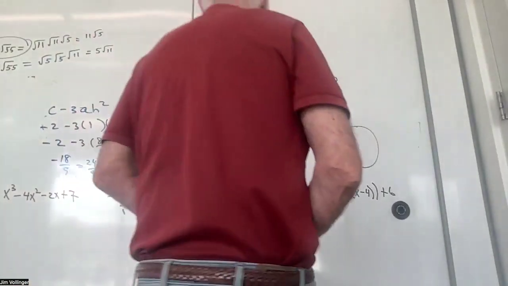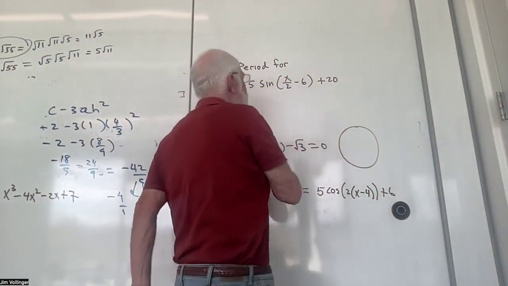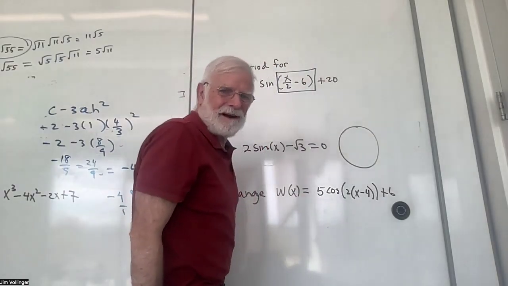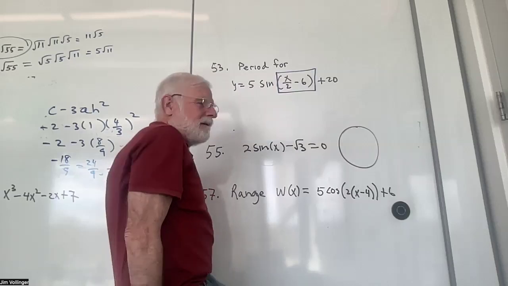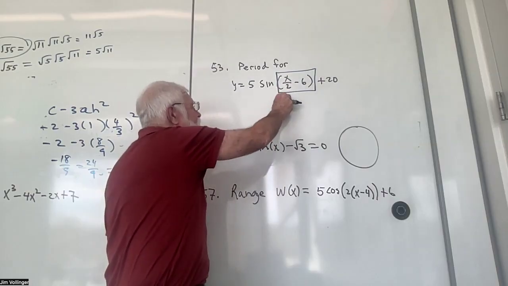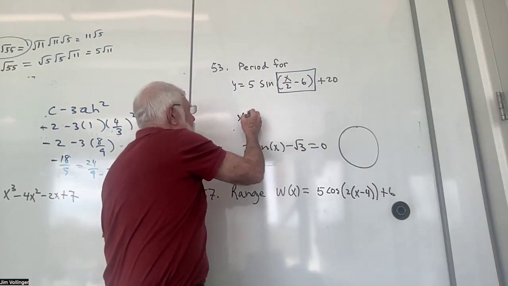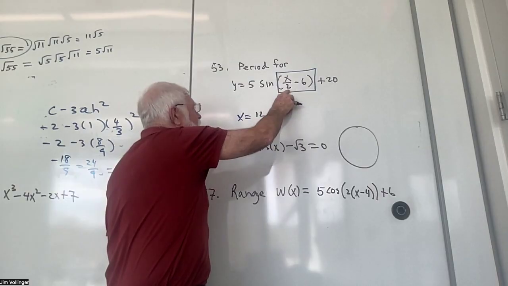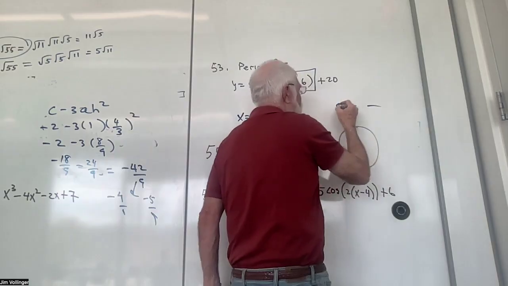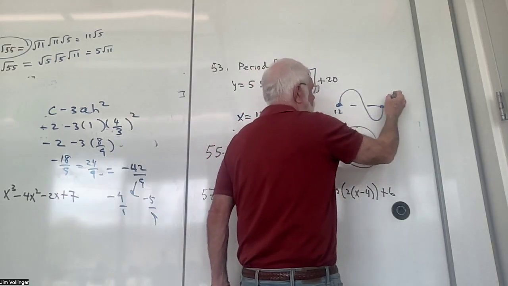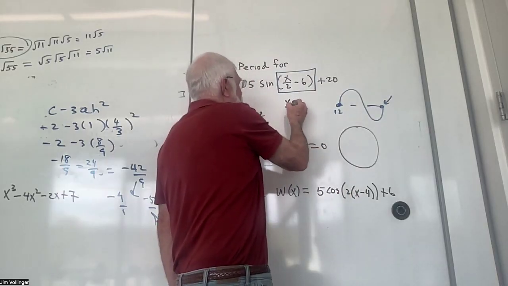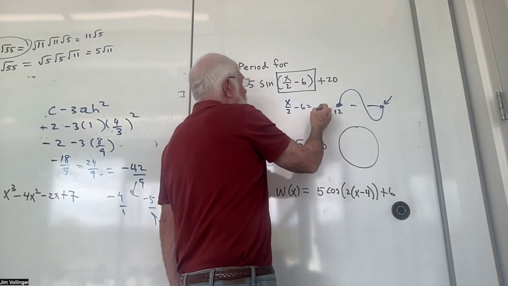I'm talking concepts here. What's the period for this? The period for this is determined by the angles. All right, where do I start my graph? What angle is user-friendly? Well, I think the user-friendly number here is 12. 12 divided by 2 is 6, 6 minus 6. So on this sine function, I'd be in the middle at 12. The question is, where do I end up? Well, I end up when this equals 2 pi. When x over 2 minus 6 equals 2 pi.